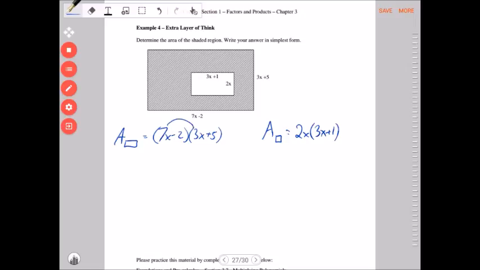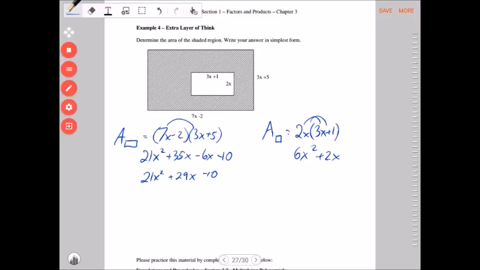So 7x times 3x is 21x squared. 7x times 5 is plus 35x. Negative 2 times 3x is minus 6x. And negative 2 times positive 5 is negative 10. Okay, so simplifying this, 21x squared plus 29x minus 10, right? 35 minus 6 is plus 29. Awesome. Okay, the area of the small one, so that is 6x squared plus 2x.